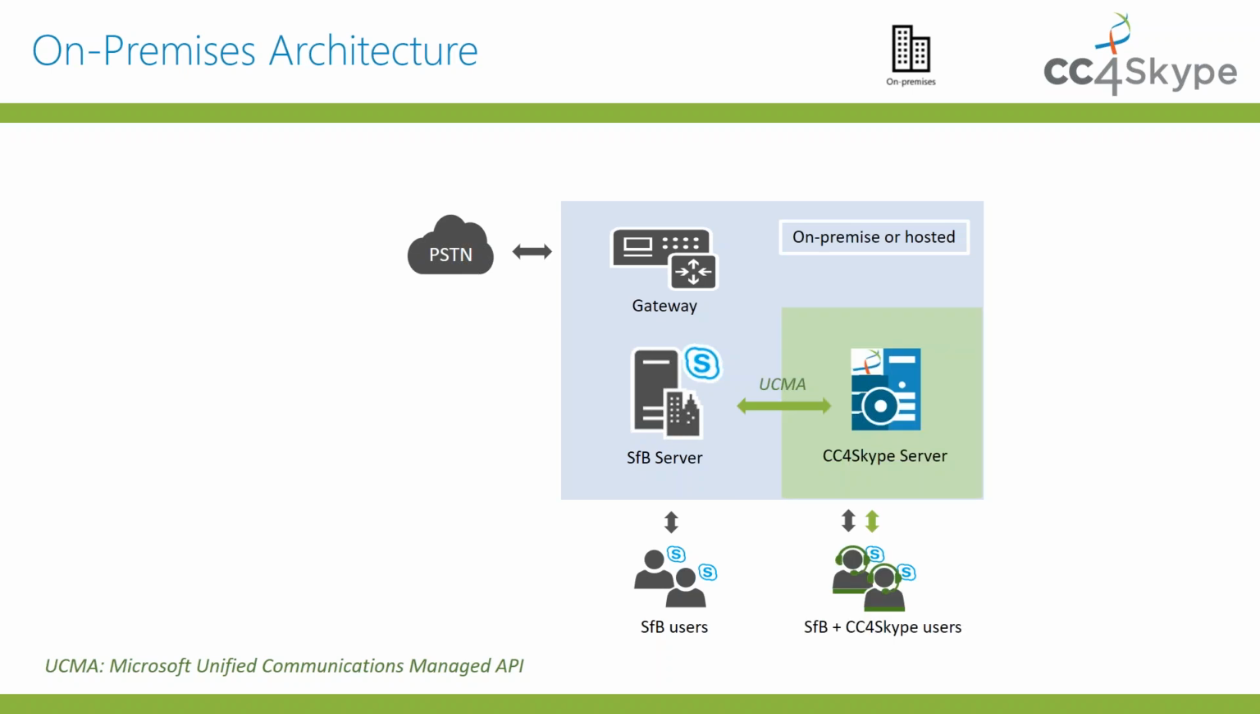So as CC4Skype, what we can do is add one CC4Skype server to the architecture and connect it through UCMA, which is Microsoft Unified Communications Managed API. And then we can have an add-on on Skype for Business users for CC4Skype. So we could provide Skype for Business users with additional functionality within the contact center environment.